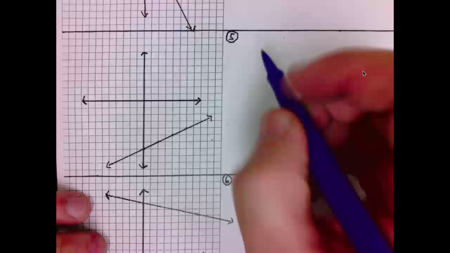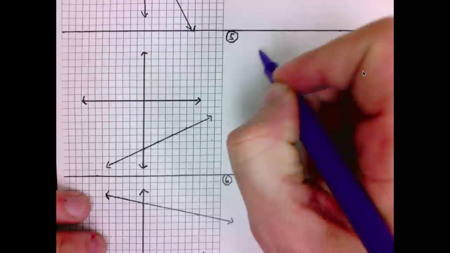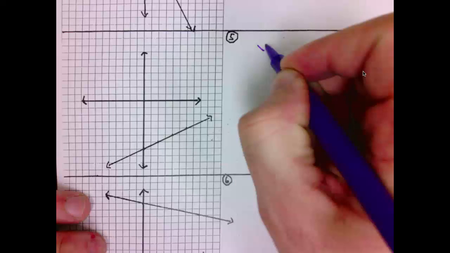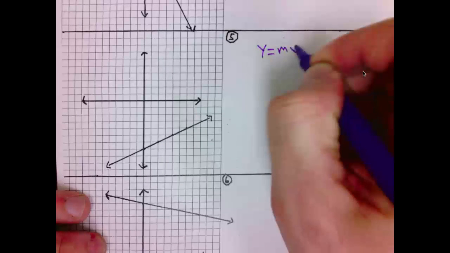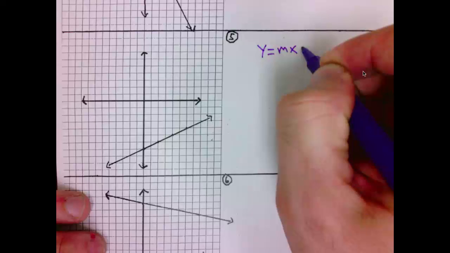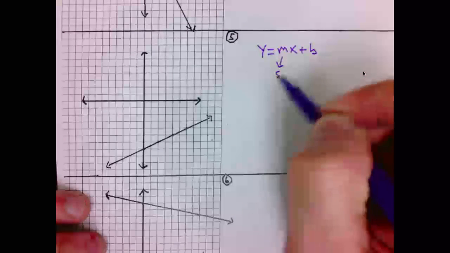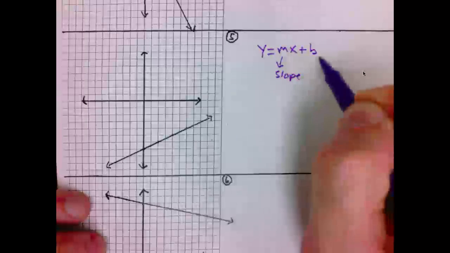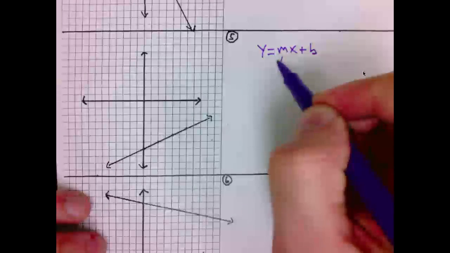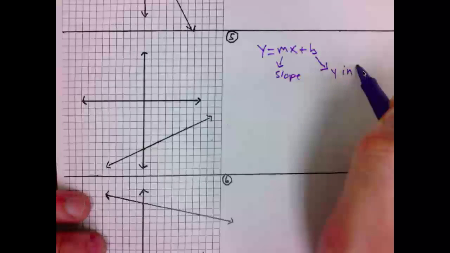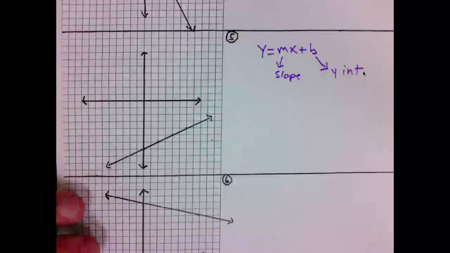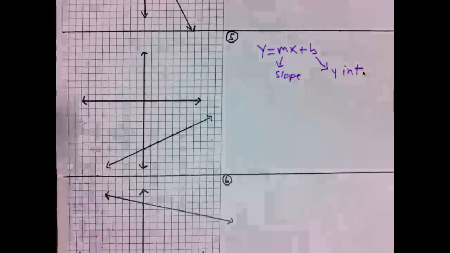Well, today we learned about slope-intercept form. y = mx + b. In this form, m is our slope and b is our y-intercept. And we learned a number of things today, and you have extensive notes over that information.